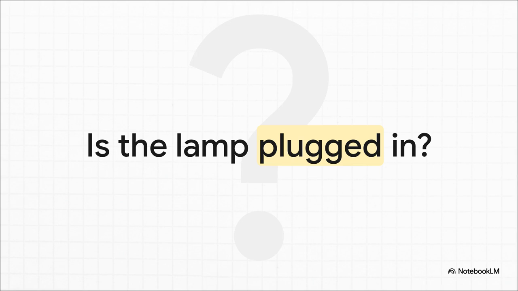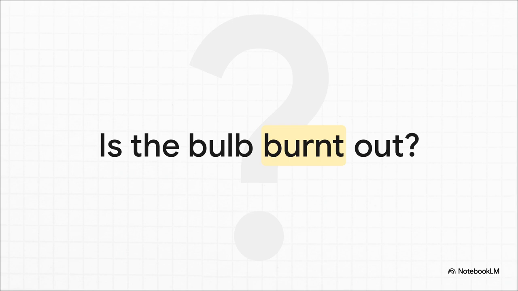Let's make this real with a classic problem, a lamp that won't turn on. A computer can't just figure it out. You have to give it a logical path. So the very first step is to ask a simple yes or no question. Is the lamp plugged in? This is a decision point, a selection. And if the answer is yes, it is plugged in, well, you still haven't solved the problem. So you have to move to the next logical question. Is the bulb burnt out?